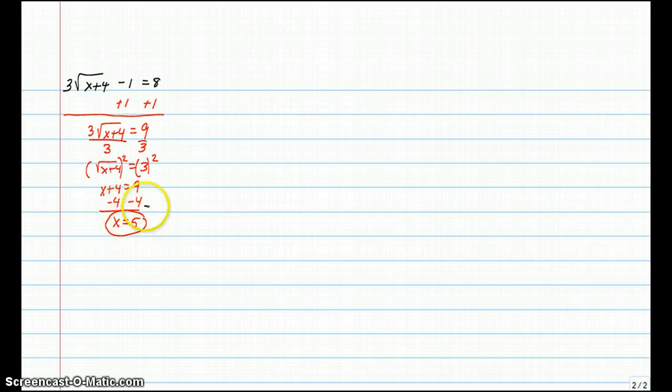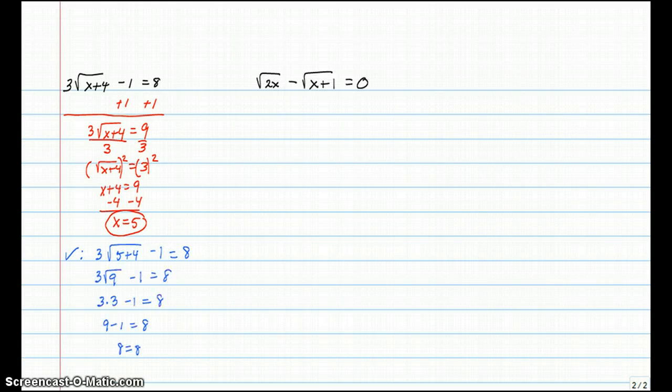Now we're going to substitute it back into the original equation for our check. That's going to be 3 times the square root of 5 plus 4, minus 1 equals 8, because x is 5. Go ahead and go through that. You should end up with both sides equaling one another. When you check this, you plug in the value of 5 for x. So you have 3 times the square root of 5 plus 4, minus 1 equals 8.